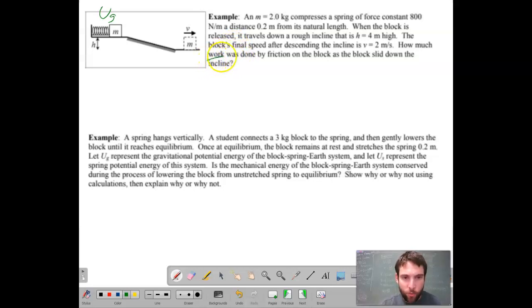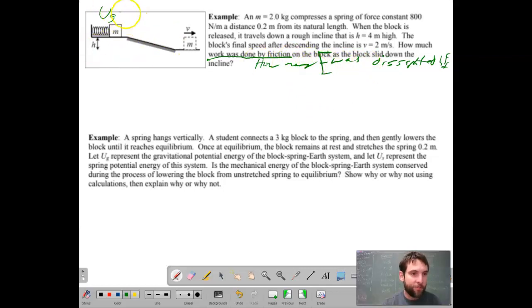All right, when I read those words, work was done by friction, or work was done by whatever, that just means how much energy was dissipated. And in this case, was dissipated by friction. That's how you should be reading this. So how much energy, I think I forgot the important part, was dissipated by friction on the block as it slid down the incline.